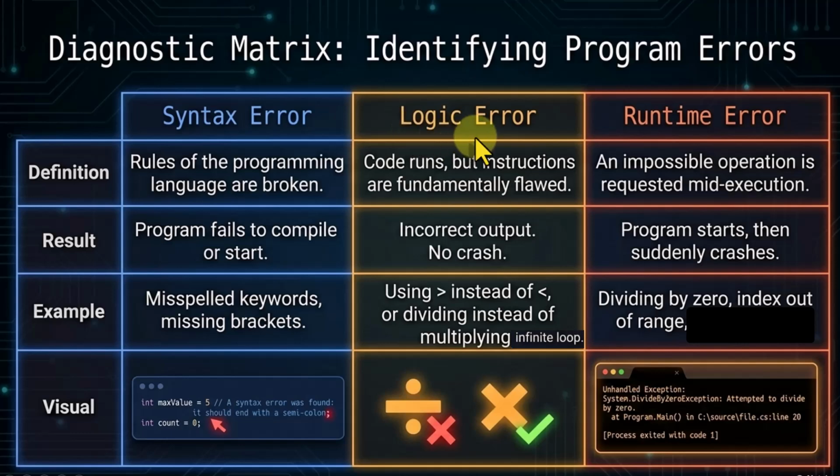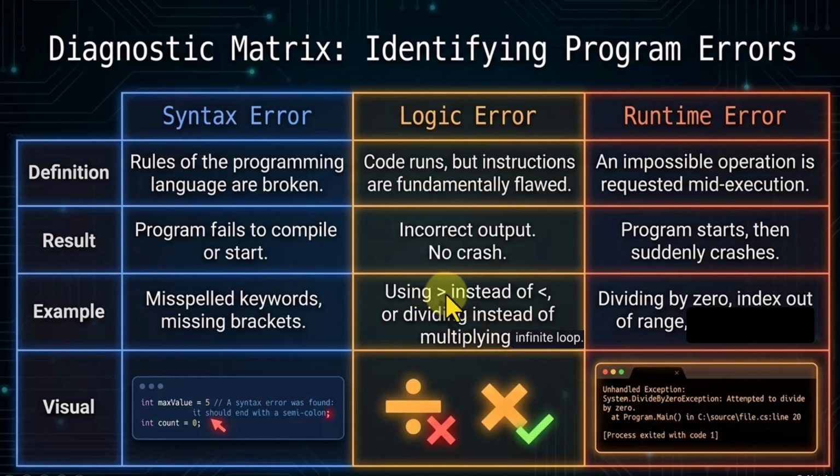Then the second one is logic errors. Code runs but instructions are fundamentally flawed. It means your calculations are wrong, and things like that. What will be the result? Your program will not crash here. Simply we will have incorrect output.